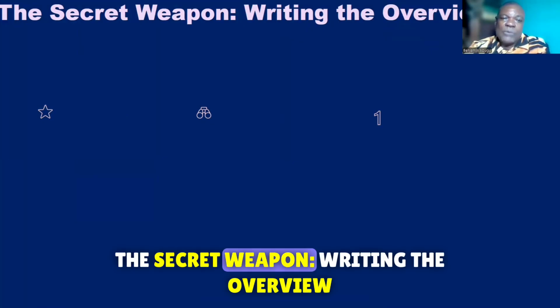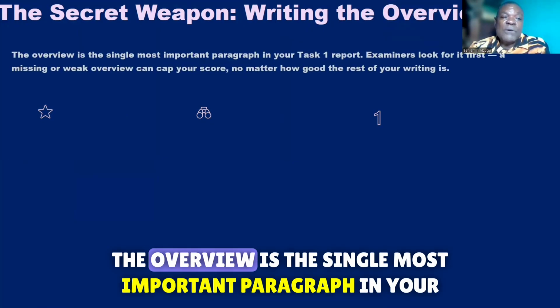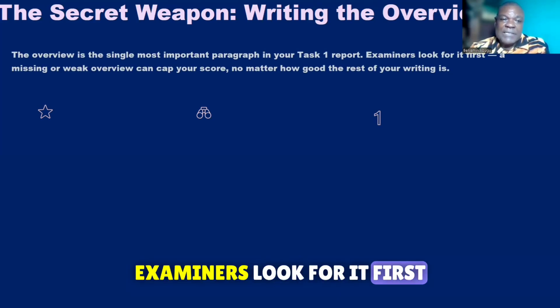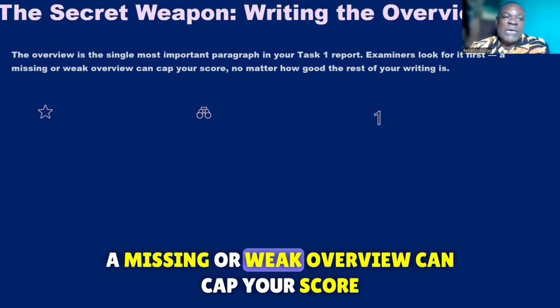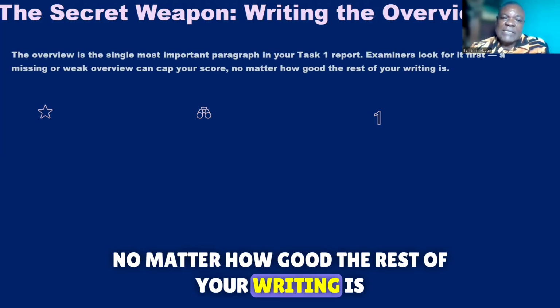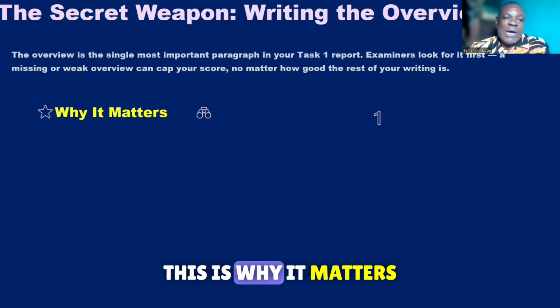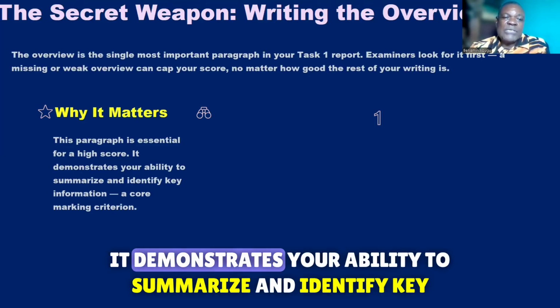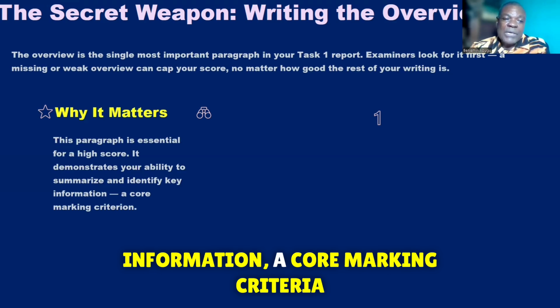The secret weapon: writing the overview. The overview is the single most important paragraph in your Task 1 report. Examiners look for it first. A missing or weak overview can cap your score, no matter how good the rest of your writing is. This is why it matters. This paragraph is essential for a high score. It demonstrates your ability to summarize and identify key information, a core marking criterion.